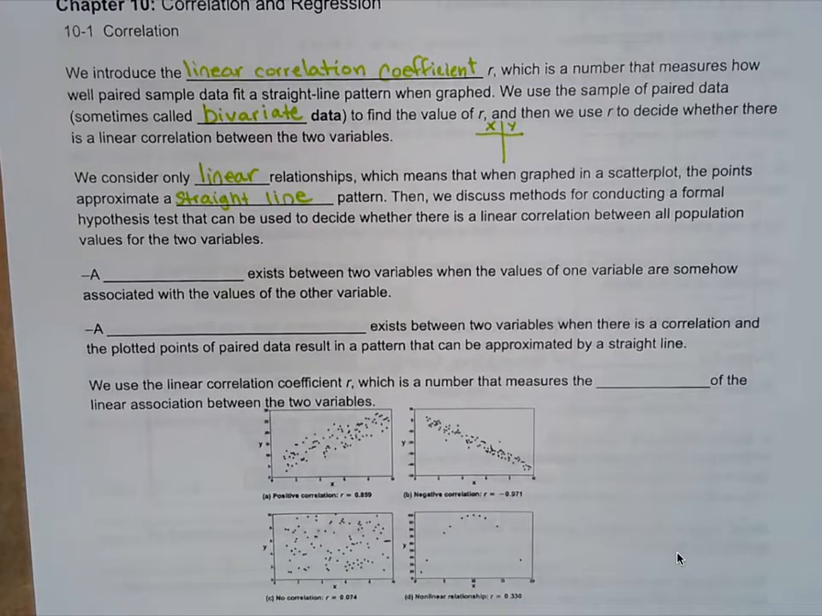So we'll do hypothesis tests with this. Normally we just say if R is close to 1 or -1, then it's a good correlation, but we're actually going to have a number which is a critical value.